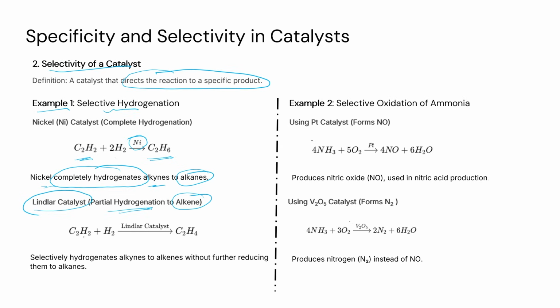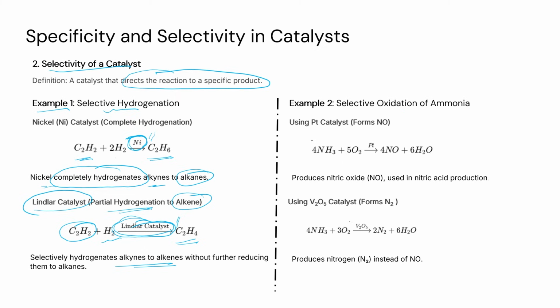What does it mean? It means that in this particular case, if you have a reactant that is an alkyne, in presence of hydrogen and Lindlar catalyst, what you are going to get is an alkene, that is partial hydrogenation. So look over here. Nickel is a selective catalyst for complete hydrogenation, and Lindlar catalyst is a very selective catalyst for partial hydrogenation. So depending upon what your end product is, you decide what catalyst you want to use. Let us take one more example.